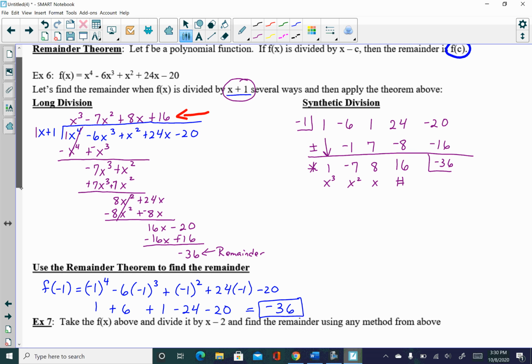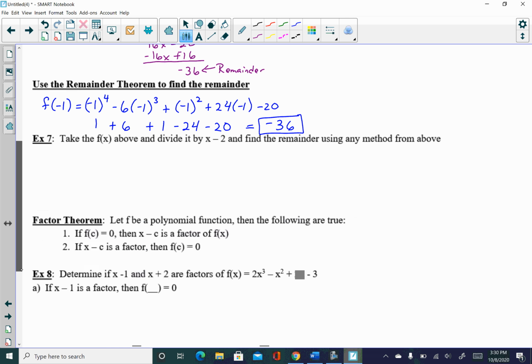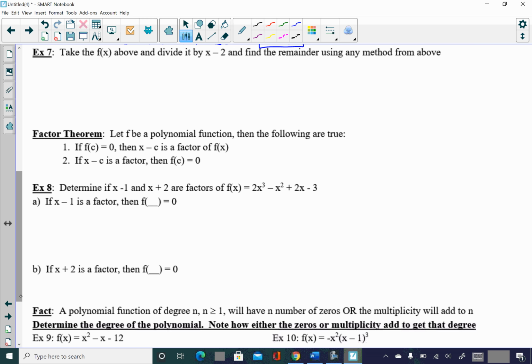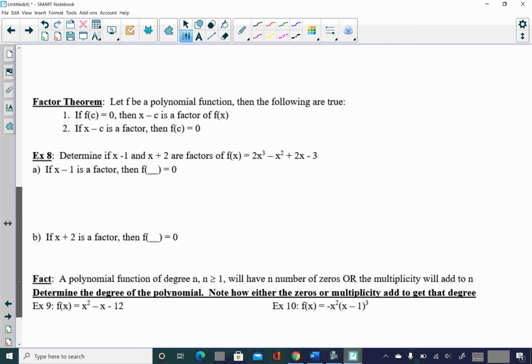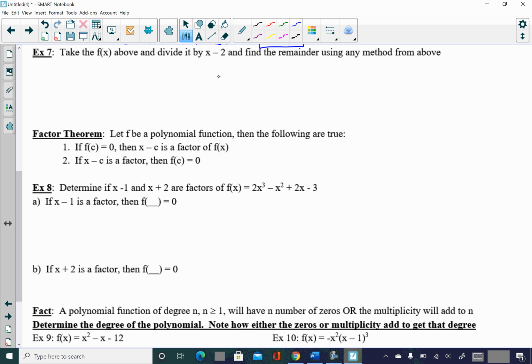All right, so I encourage you to try example 7 on your own. We'll move on down then to the factor theorem below. The factor theorem states that, let f be a polynomial function, then these next two statements are true. If f evaluated at c equals 0, then x minus c is a factor. If x minus c is a factor, then f evaluated at that c is equal to 0. So basically it's going both ways, okay, and things that we've already talked about.